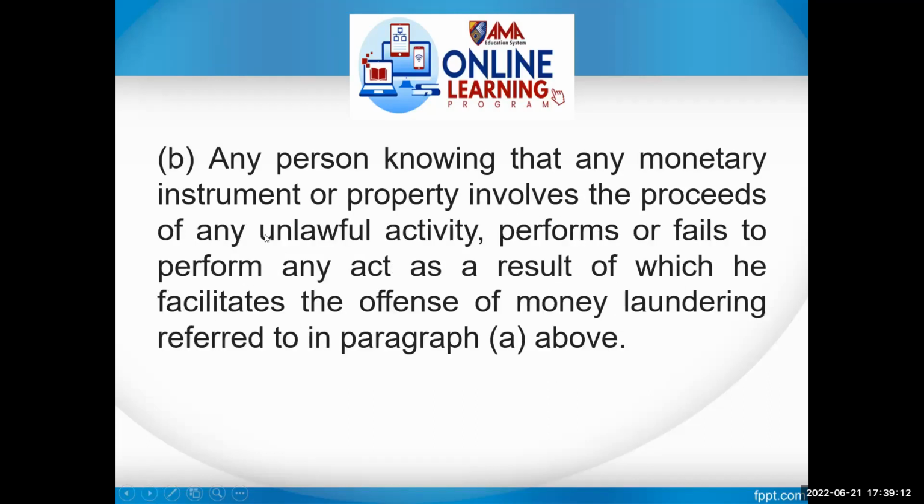So second, any person knowing that any monetary instrument or property involves the proceeds of any unlawful activity, performs or fails to perform any act as a result of which he facilitates the offense of money laundering referred to in the previous paragraph. So there is a performance or failure to perform any act.